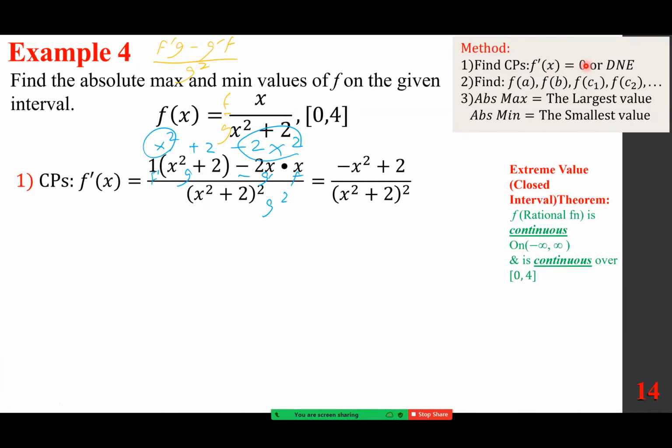What do we do next? We look at two things: where f prime is 0, and where f prime doesn't exist. F prime, in the fractional format, or a rational expression, is 0 when the top is 0. Minus x squared plus 2 is 0. That means x squared is 2, and x is plus or minus square root of 2.